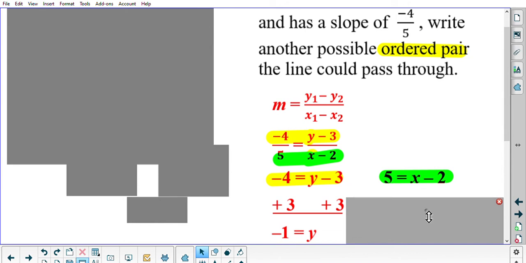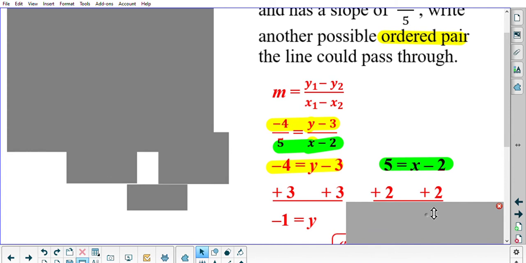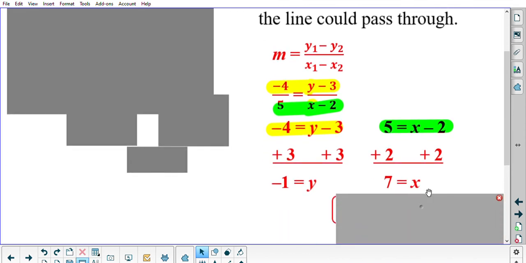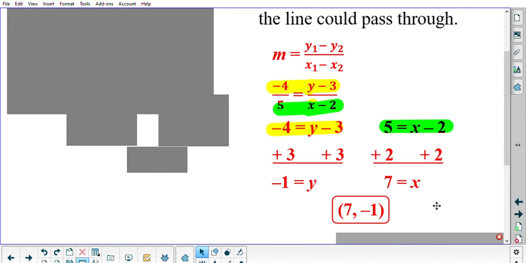For the x, you might be able to do this one in your head. You can probably figure out the answer, 7. But if you couldn't do that in your head, then you would add 2 on both sides. Of course, that gives you 7. So what's the final answer? The ordered pair will be 7, negative 1.